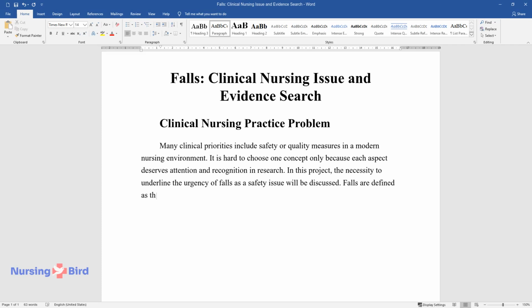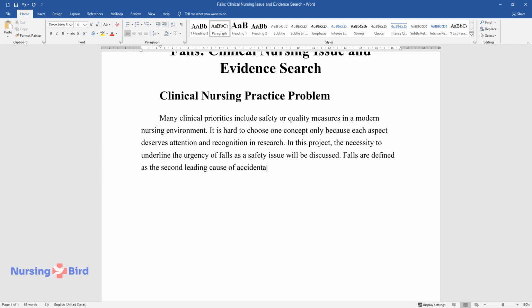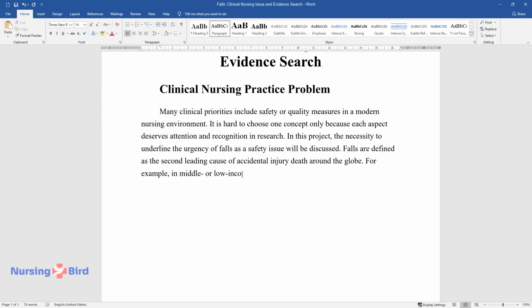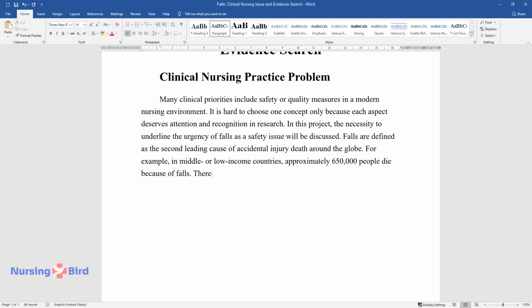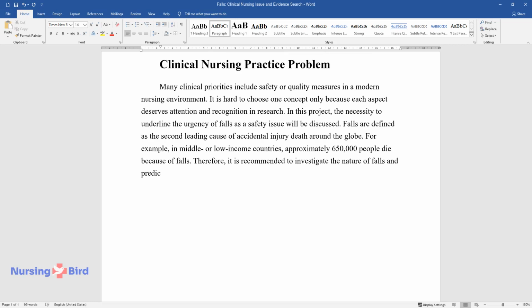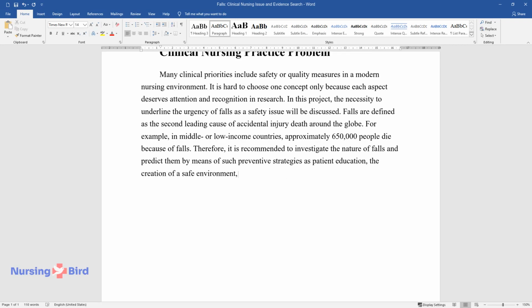Falls are defined as the second leading cause of accidental injury death around the globe. For example, in middle or low-income countries, approximately 650,000 people die because of falls. Therefore, it is recommended to investigate the nature of falls and predict them by means of such preventive strategies as patient education, the creation of a safe environment, or staff training.